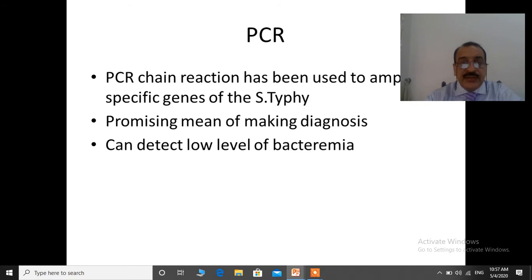The PCR test, polymerase chain reaction, has been used to amplify the specific genes of the Salmonella typhi.